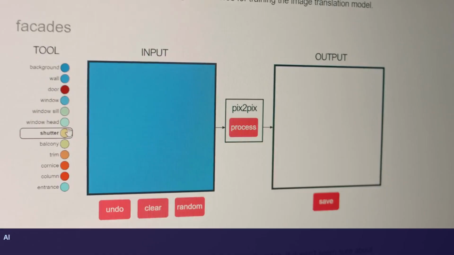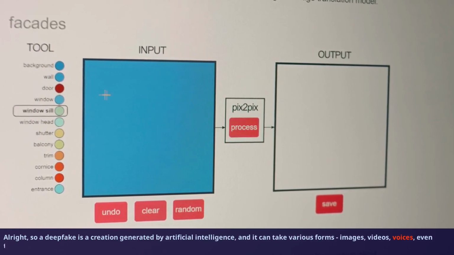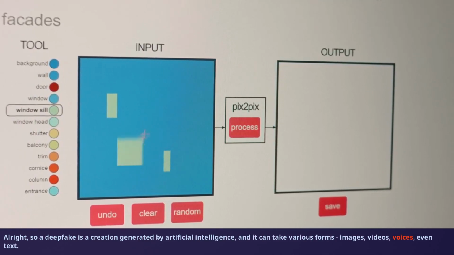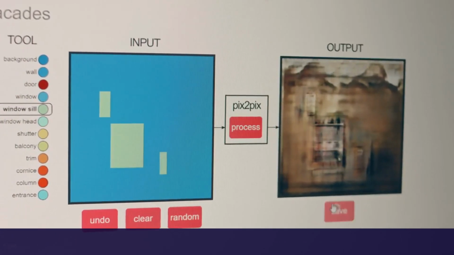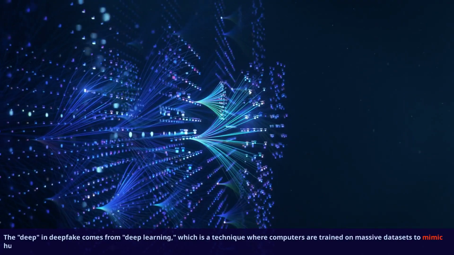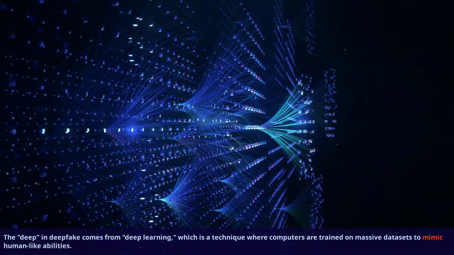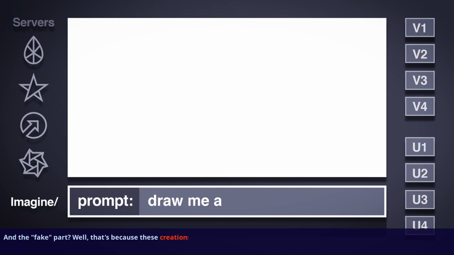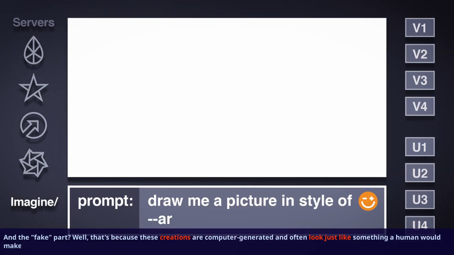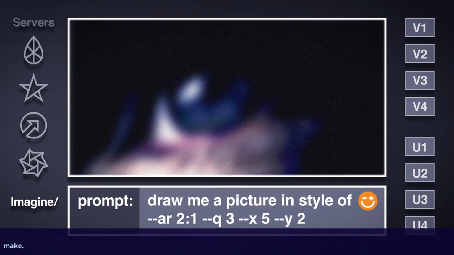Let's break it down. Alright, so a deepfake is a creation generated by artificial intelligence, and it can take various forms: images, videos, voices, even text. The deep in deepfake comes from deep learning, which is a technique where computers are trained on massive data sets to mimic human-like abilities. And the fake part? Well, that's because these creations are computer-generated and often look just like something a human would make.